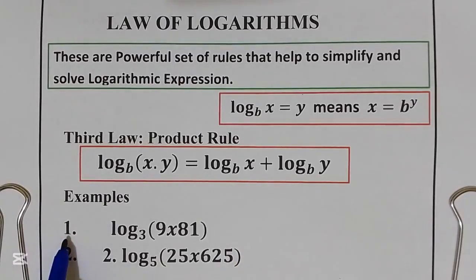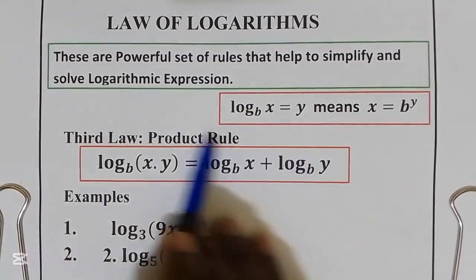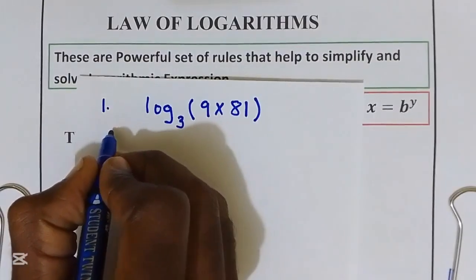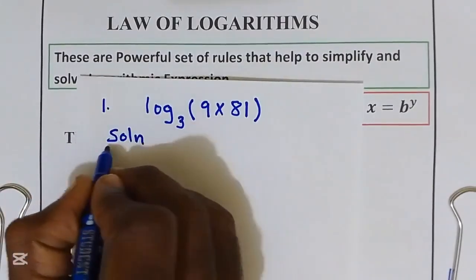Let's see example number 1. We are supposed to find log base 3 of 9 multiplied by 81. This is a product rule. See, we have 9 multiplied by 81. We can use our product rule formula to simplify this. Let's do the solution for this.